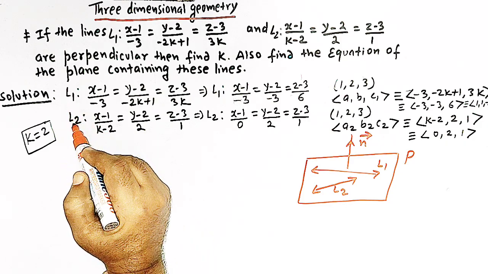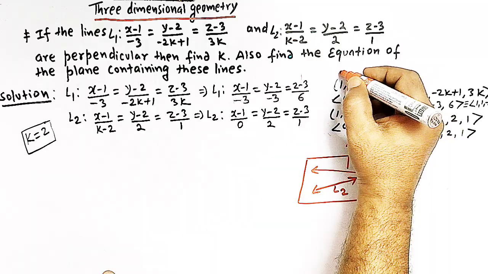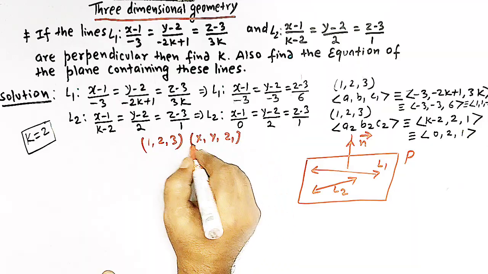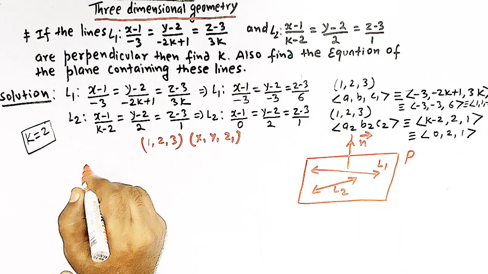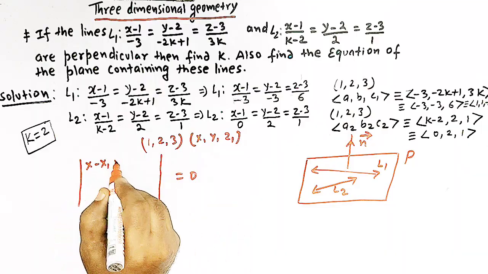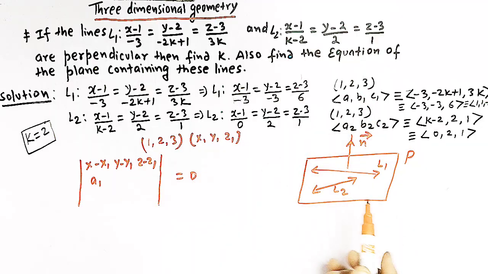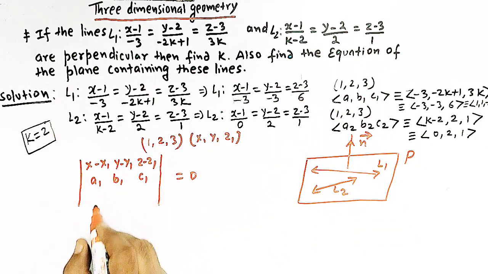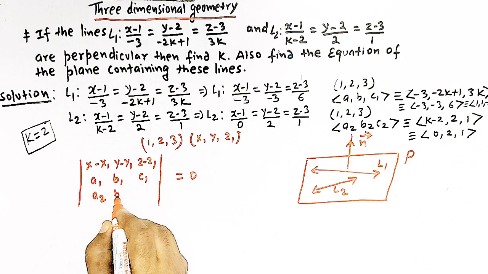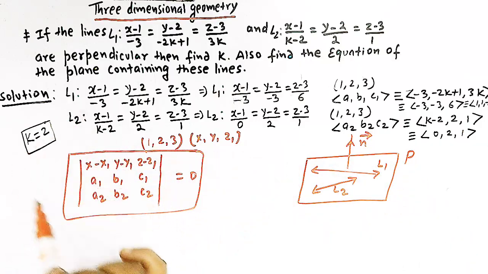And see here L1 and L2 pass through this point, that is 1, 2, and 3. So here we can take this point 1, 2, 3 as x1, y1, and z1. So here the equation of the plane P can be given by this determinant equation. The first row is given by x minus x1, y minus y1, z minus z1. The second row is given by the direction ratios of the line L1, that is a1, b1, c1, and the third row is given by the direction ratios of the line L2, that is a2, b2, and c2. So this is the equation of the plane P containing these two lines L1 and L2.